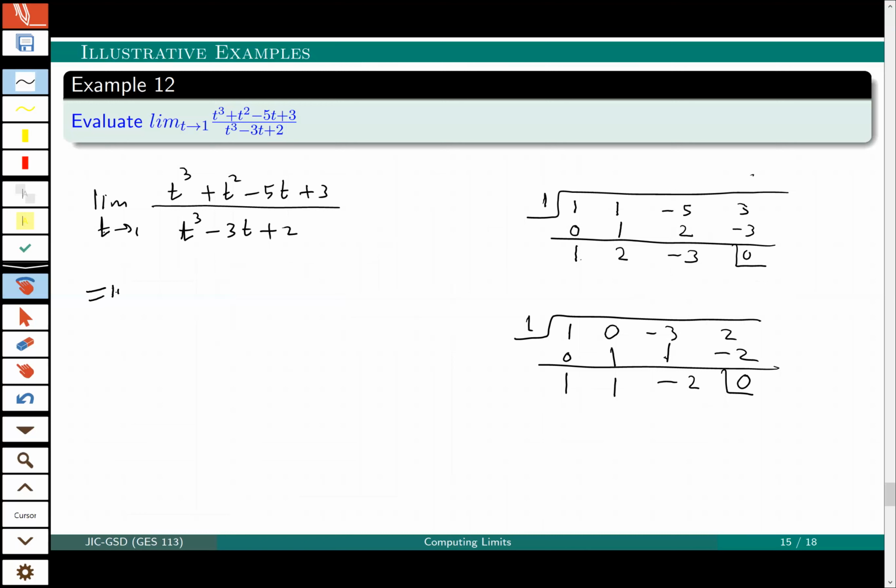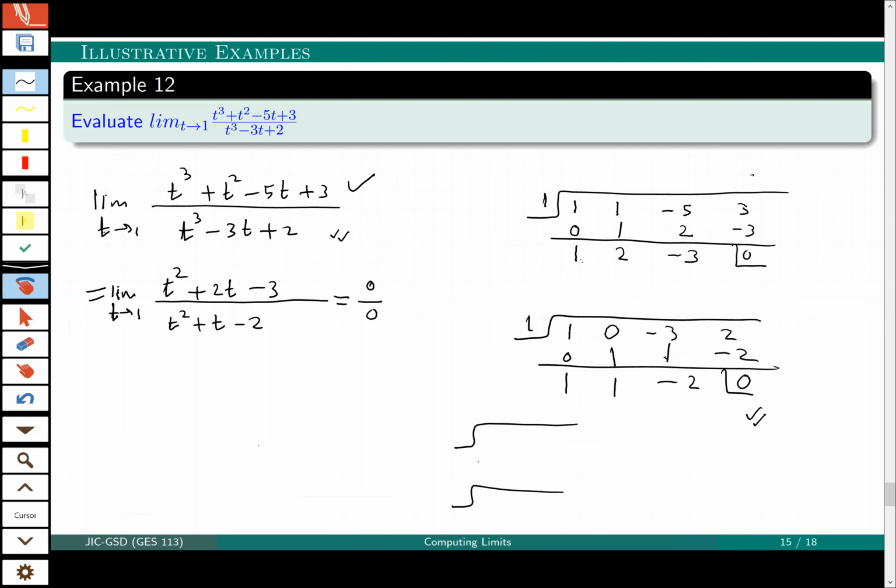So that will be limit when t goes to 1. When we divide the numerator, the result is t squared plus 2t minus 3 by lowering 1 degree. When I divide the denominator, the result will be, again, t squared plus t minus 2. But when I substitute, again, I get 0 over 0. So I could apply synthetic division again, or use factoring.